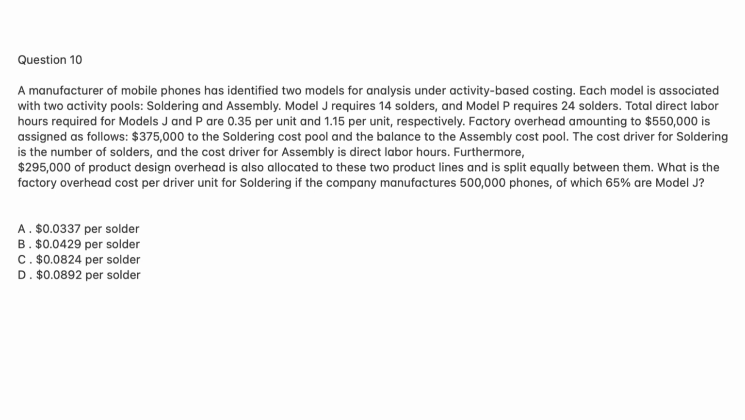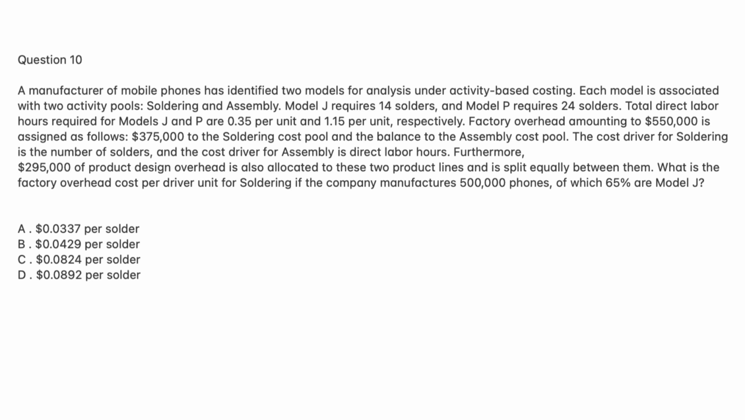Question 10. A manufacturer of mobile phones has identified two models for analysis under activity-based costing. Each model is associated with two activity pools, soldering and assembly. Model J requires 14 solders, and Model P requires 24 solders. Total direct labor hours required for models J and P are 0.35 per unit and 1.15 per unit, respectively. Factory overhead amounting to $550,000 is assigned as follows: $375,000 to the soldering cost pool and the balance to the assembly cost pool. The cost driver for soldering is the number of solders, and the cost driver for assembly is direct labor hours.